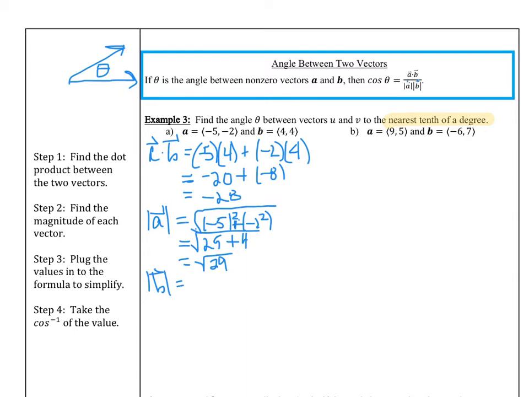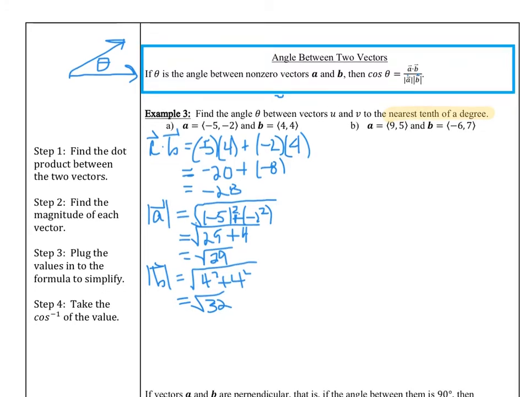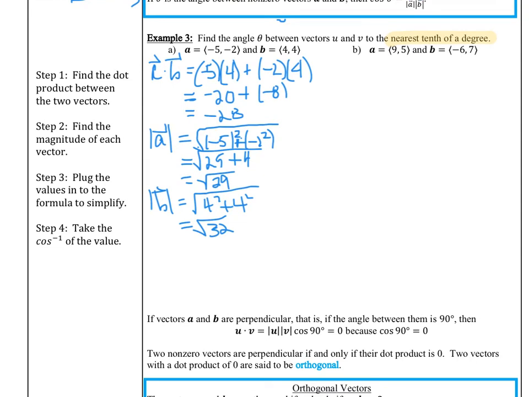So I'm going to do the same process with vector b. I'm going to find the magnitude of vector b. And again, I'm just using my Pythagorean theorem. So I'm going to take the x-coordinate, which is 4, square it. The y-coordinate, which is 4, square it. I'm going to add those together and then square root. So I'm going to get 16 plus 16, or 32. So I have the square root of 32. So that's my denominator. That's going to be part of my denominator. Okay, so now I'm going to put all the pieces together to get my cosine.